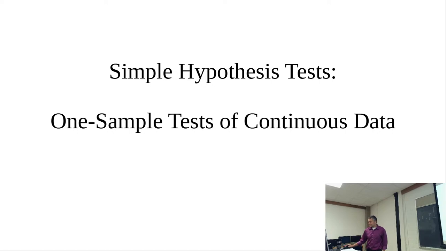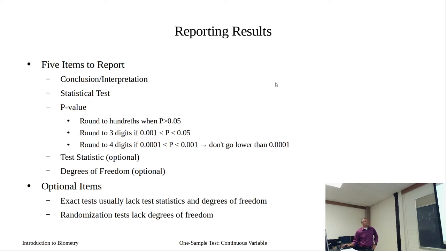All right, let's move to hypothesis test. This is kind of where we've been going. What we're going to do is start with a simple hypothesis test. By simple, it's going to be our one sample test. We have a sample, we calculate a mean. Is our mean equal to some value? Or we found an item, this is its length. Does this individual belong to our group? Is it part of our species? So forth. So these are what I call simple types of hypothesis tests. So before we get into these, there are five items to report whenever you do a hypothesis test.